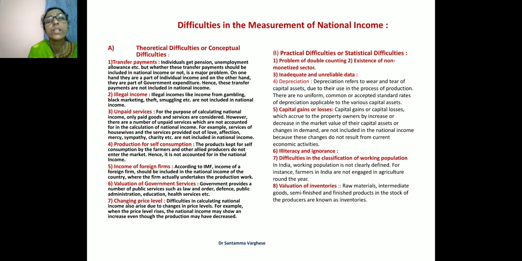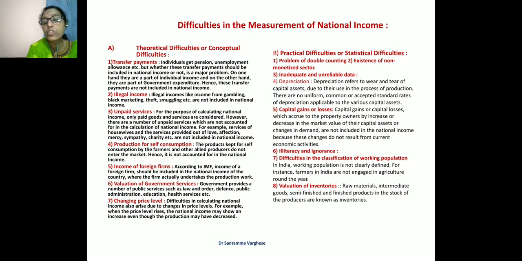Then capital gains and losses. Sometimes persons get a lot of profit, and sometimes a lot of loss. These gains and losses are not taken into consideration while calculating the national income. It is very difficult to calculate in this way, and proper data is not available to calculate this. That is a great problem. Illiteracy and ignorance. Due to ignorance, illiterate people do not keep any account of what they are spending or what they are purchasing or where they are purchasing. So that is a great difficulty.